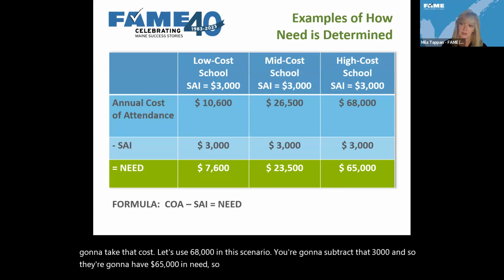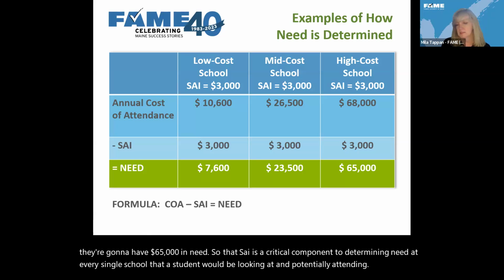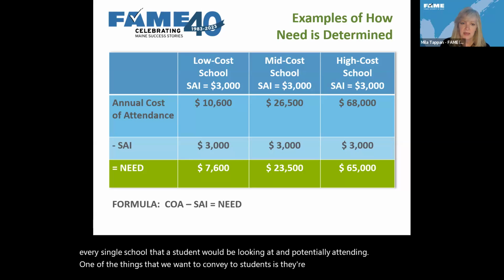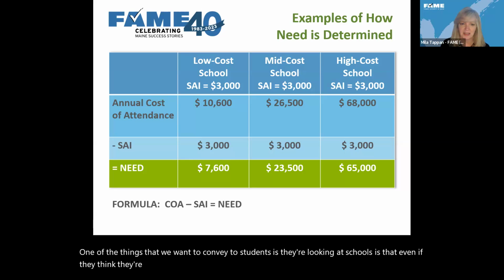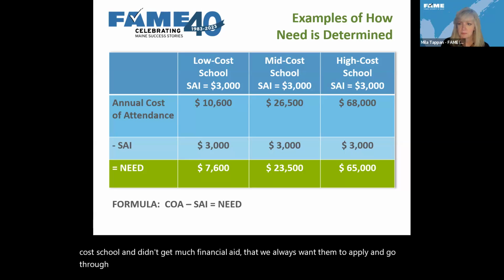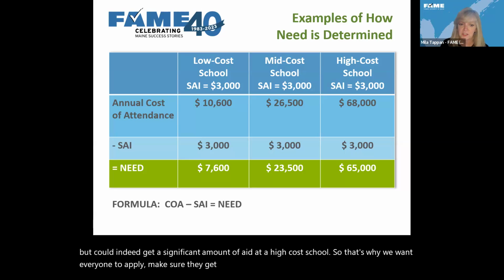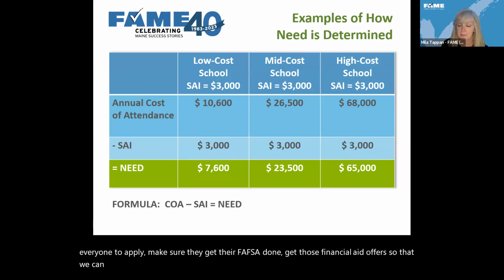So that SAI is a critical component to determining need at every single school that a student would be looking at and potentially attending. One of the things that we want to convey to students as they're looking at schools is that even if they think they're not going to get financial aid because maybe their sibling went to a lower cost school and didn't get much financial aid, we always want them to apply and go through the process. A student might not get a lot of financial aid at a low-cost school, but could indeed get a significant amount of aid at a high-cost school. So that's why we want everyone to apply, make sure they get their FAFSA done, and get those financial aid offers so that we can see what they're actually eligible to receive.